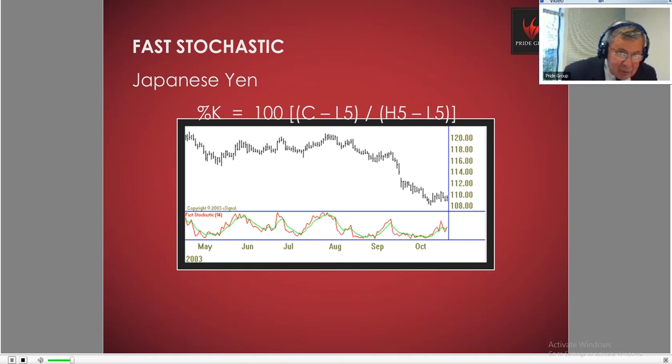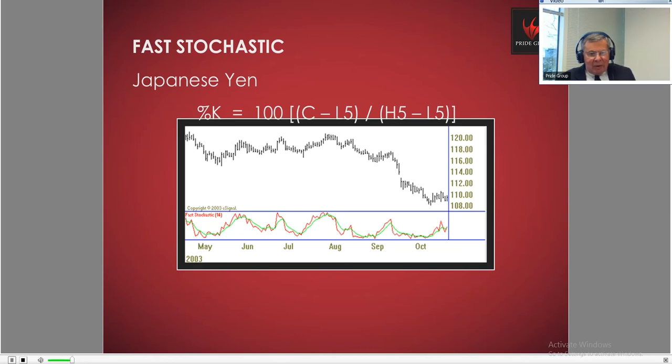Another variation is slow stochastic, which is simply a variation on the fast stochastic. So all these things that I've showed you, the oscillators, are all various attempts.